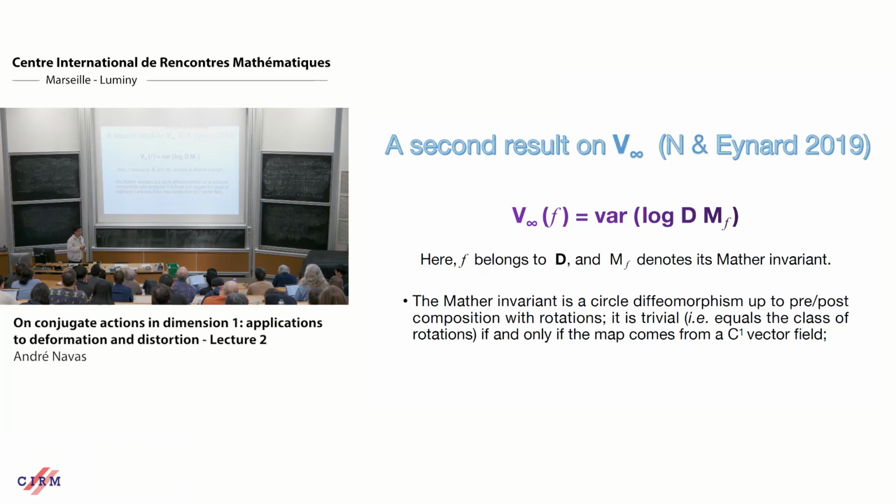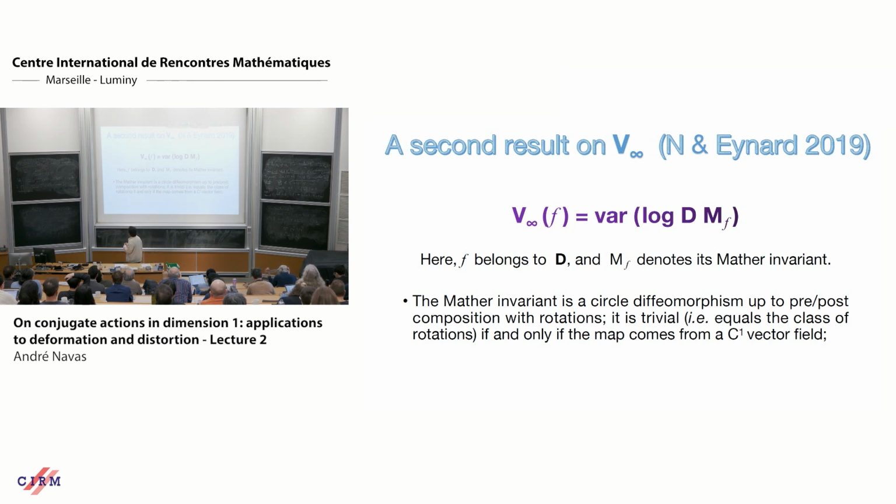And the obstruction comes from another construction of John Mather, which can be reinterpreted. This is M and this is M of F. Well, it's the same Mather. J for John, I don't know. This is the Mather invariant. And it turns out that the asymptotic variation is closely related to the Mather invariant of a diffeomorphism.